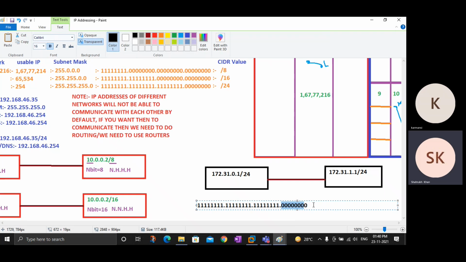So if we got this value and if we want to convert this value, in all the places 1 is there. So we need to add all those values: 128, 64, 32, 16, 8, 4, 2, and 1. And if we add them, we'll get 255, 255, 255, 0. And via this, we can tell 3 times 255 is there. That means 3 network blocks are there. Last one block is of host in both the cases.